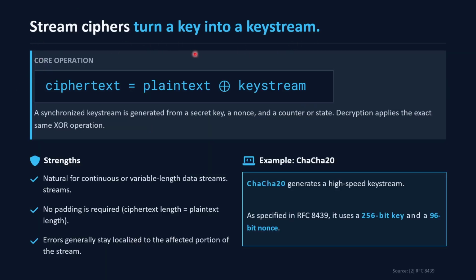It turns a key into a key stream. This is how we convert it into ciphertext. Ciphertext is obtained by XORing the plain text with the key stream. A synchronized key stream is generated from a secret key, a nonce, and a counter or state. Decryption applies the exact same XOR operation. So in decryption, the ciphertext comes in along with the same key stream, and the plain text comes out.